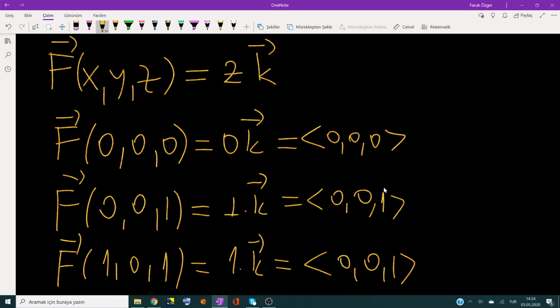So actually this vector field generates constant vectors. So I think it's enough for the time being, but I want to remind you that this idea is very important, especially when we focus on the line integrals. So it is the must component of the line integrals.